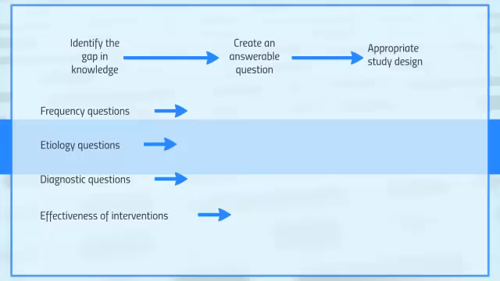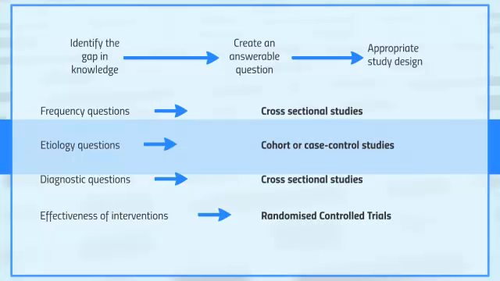And the answer to that is a cross-sectional study or descriptive study is the best for frequency questions. A cohort or case control study is the best for etiology or risk factor questions. And then again, cross-sectional studies are the best for diagnostic questions. If you're looking at the effectiveness of interventions, then you need to do a randomized controlled trial.